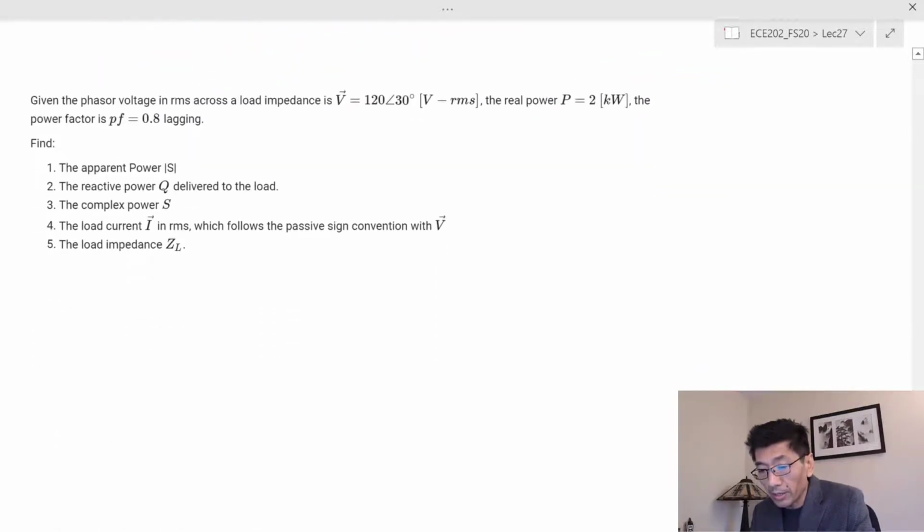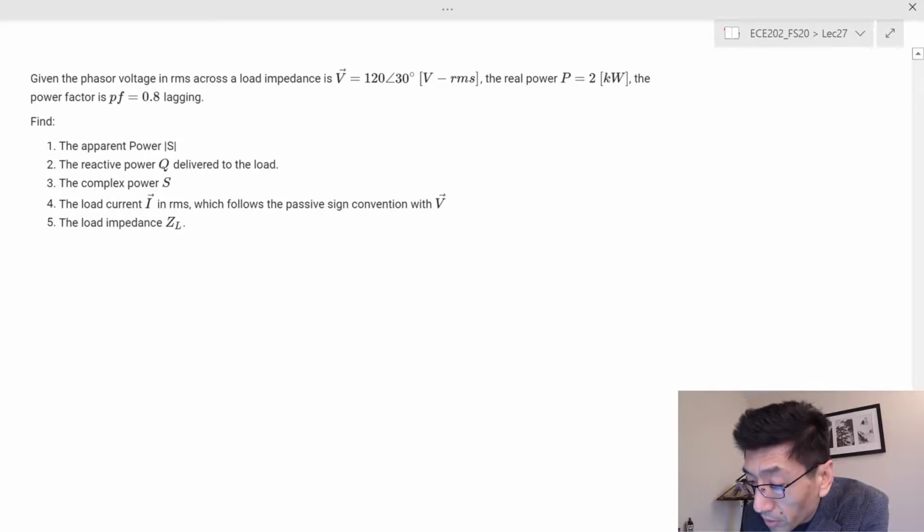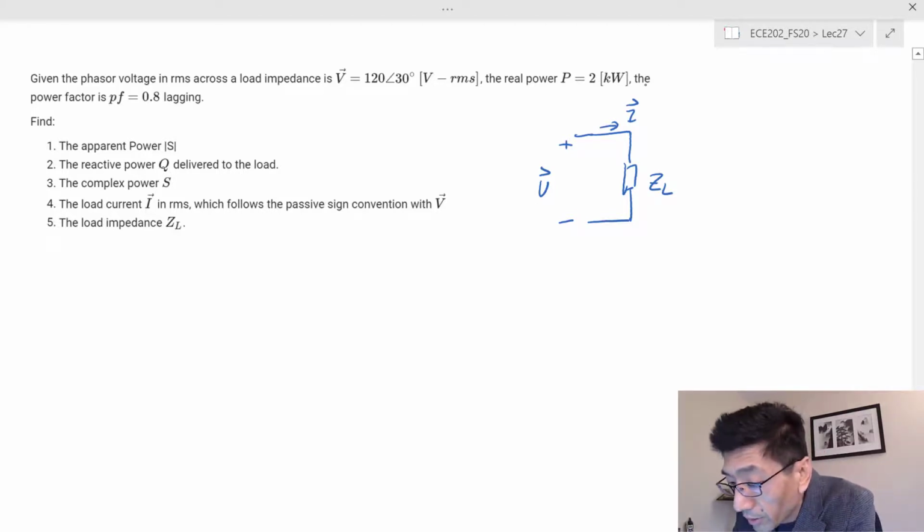And let's see, we have the example here, how we calculate the various quantities. What I'm giving here is the phasor voltage across a load. I have Z sub L, the load impedance, and the voltage across this load is just V, and the current through the load is I, and I and V follow the passive sign convention. I give you the voltage, and also the real power delivered to the load, and the power factor is 0.8. That's a lagging power factor.